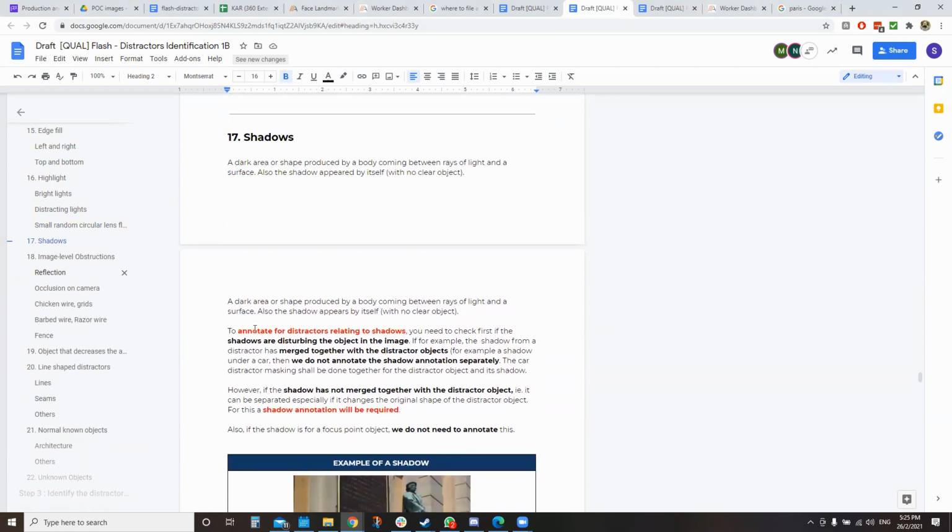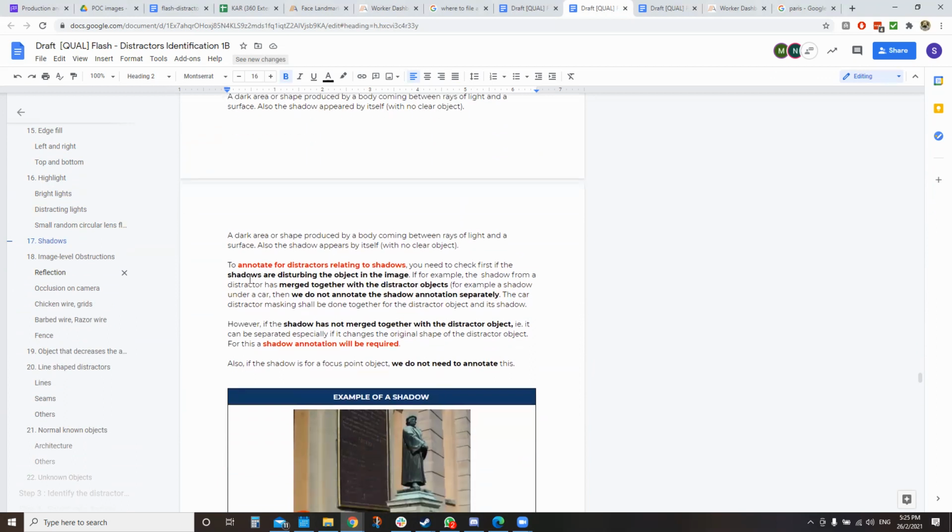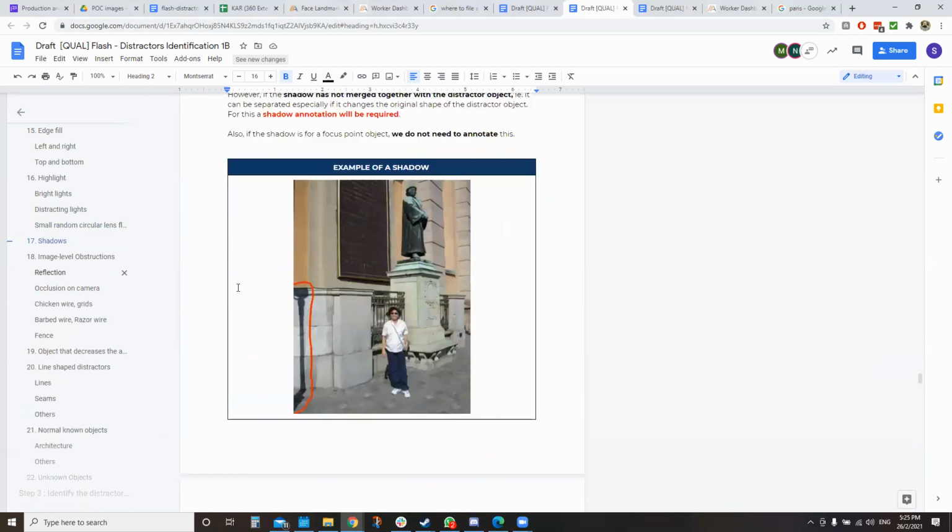To annotate for distractors as shadows, you need to first check if the object casting the shadow is actually in the picture or not. You can see the shadow here, but can you see the object in this picture or not? You cannot, right?